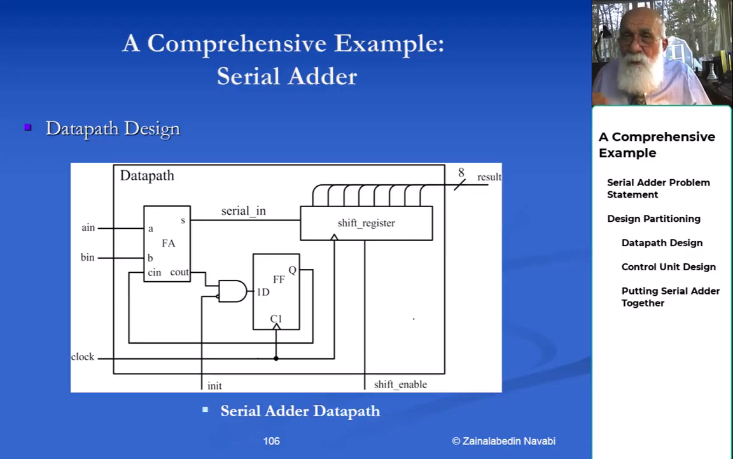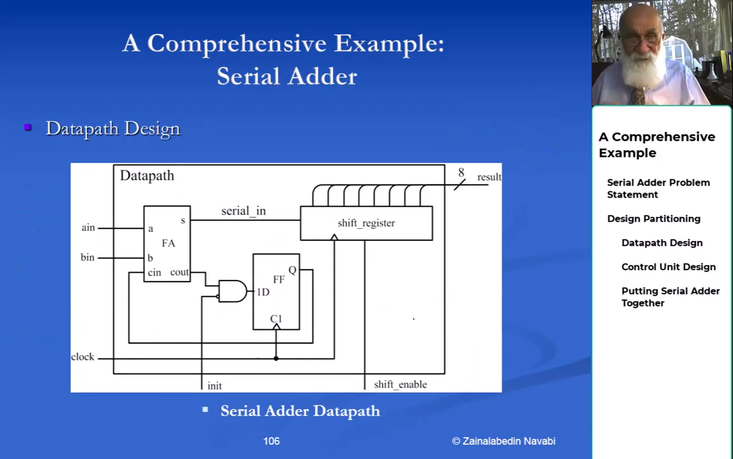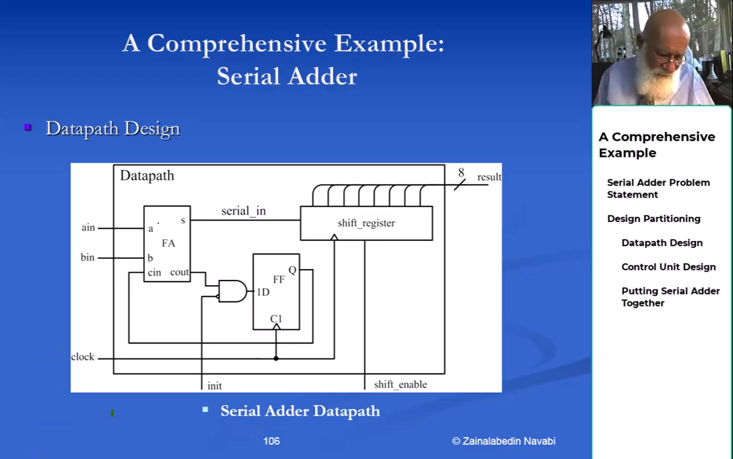This is my data path. Okay, this is just a little bit more detailed than what I showed here. Let's go over the details and show why we have everything that we have over here. The part on the left is the full adder, which is fine. Okay, and you know what that is, right? It's a couple of XORs in it, some AND gates, some OR gates, producing an S output and a carry out output.